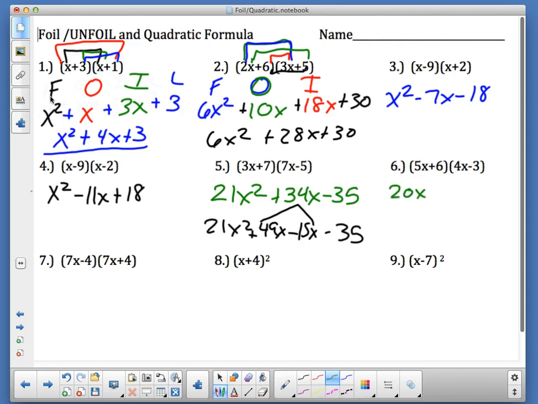So again, 20x squared, 24 minus 15 plus 9x minus 18 to finish it off.